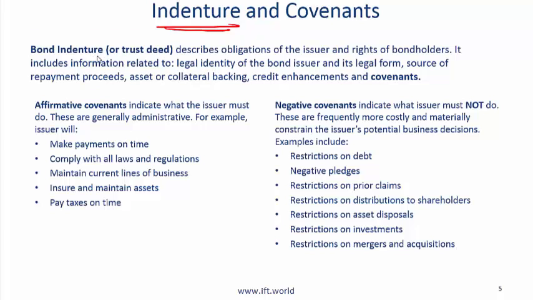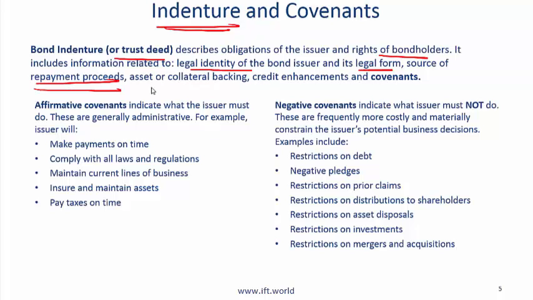The bond indenture is also called the trust deed, and this describes obligations of the issuer and rights of bondholders. It includes information related to the legal identity of the bond issuer and its legal form, the source of repayment proceeds. So this document tells the investor where the money will come from. So obviously the investor will receive coupon payments and then the par value back, and the bond needs to specify where that money will come from.